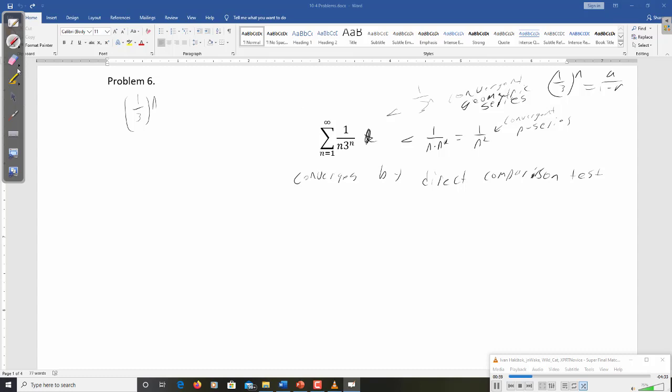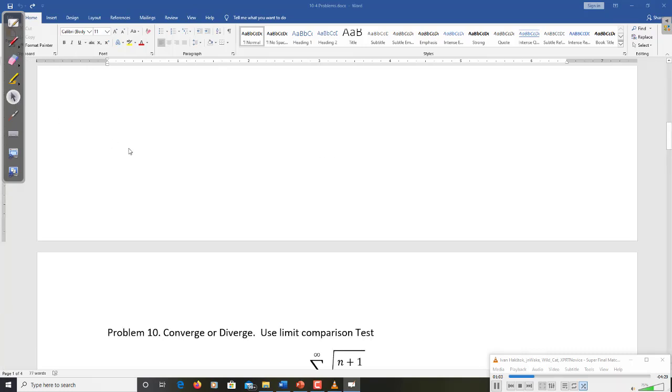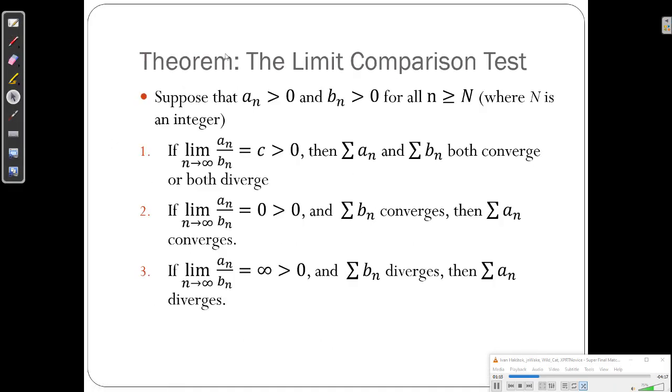I think that's all we're going to do for just direct comparison tests. I think we're going to look at the next test now. We'll come back to the direct comparison test. The last set of problems will be use whatever test you can, so we'll get back to it. For right now, let's talk about the limit comparison test.